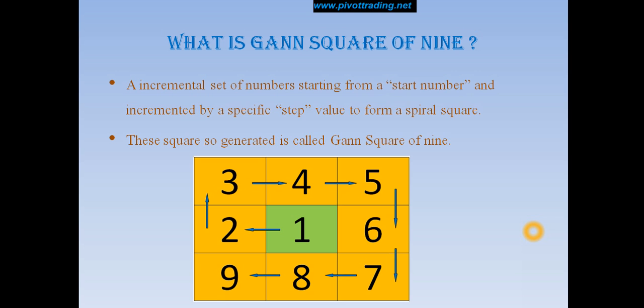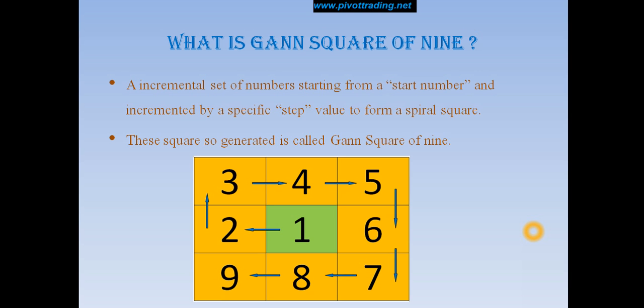So what is Gann square of 9? To describe in one line, I would say it is a set of incremental numbers starting from a particular start number, which is then incremented by a specific step value to form a spiral square. As you can see in this image, this is one simple square where the center starts with 1, moving ahead in the left direction in an anti-clockwise direction and then clockwise to fill a square. If you closely look at this square, we see 9 equal boxes. This is the very simple, basic first level of Gann square.